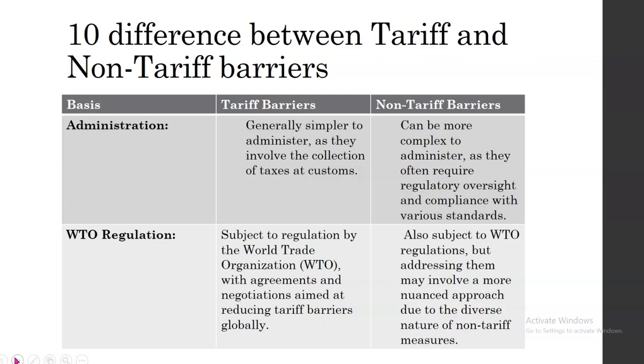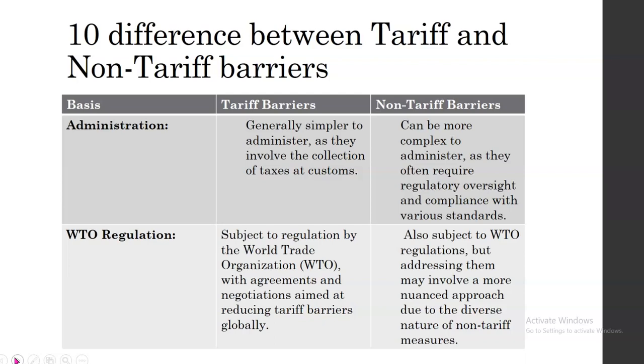And on the basis of administration, tariff barriers are generally simpler to administer as they involve the collection of taxes at customs. Whereas non-tariff barriers can be more complex to administer as they often require regulatory oversight and compliance with various standards.